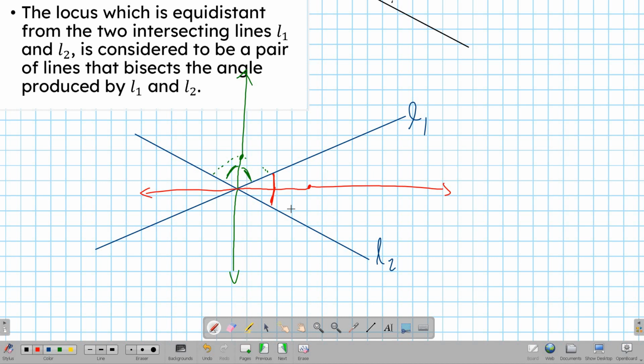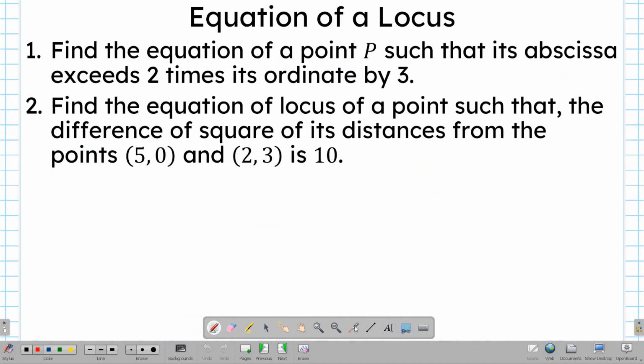So these are just sample of the most common relationships involving locus of points. Now, let's go into what happens if we just use algebra. How can we now determine the equation of this locus of points? So, let's first have number 1. Find the equation of a point P such that its abscissa exceeds 2 times its ordinate by 3.